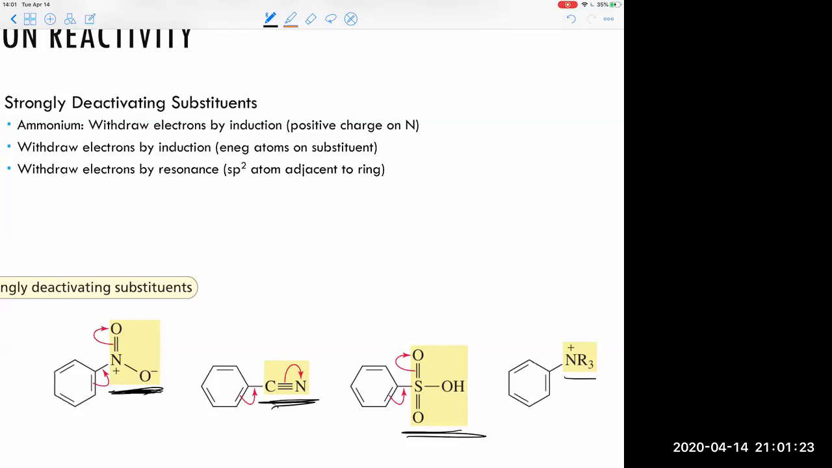As well as when you have a protonated amine, or an ammonium group, I guess it really would be what it was called. But any sort of positive charge located directly next to that ring will have that effect as well, being electron withdrawing.